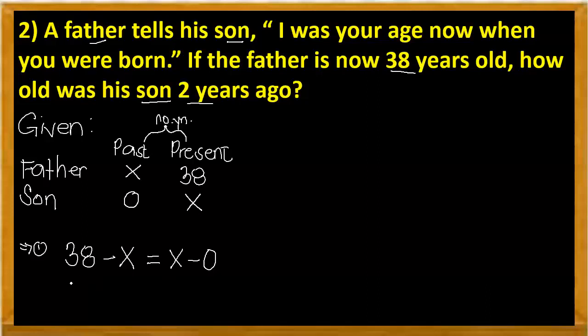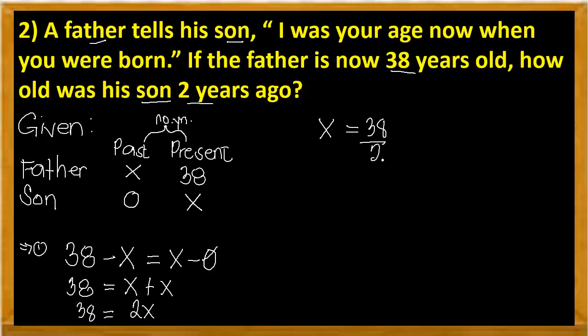So, this will actually become 38. Cancel na natin si 0 because wala nang value si 0. Okay? So, transpose natin si minus x or negative x sa kabila. So, that will be x plus x, or that will also give us as 38 is equals to 2x. So, x, continue natin dito. X is equal to 38 divided by 2, and that is equal to 19.